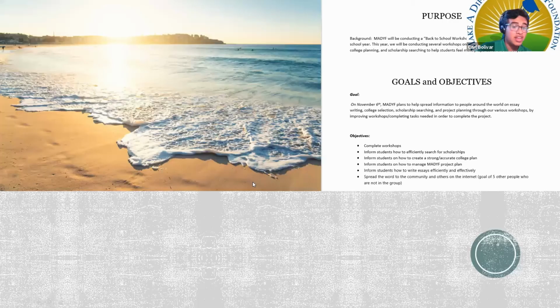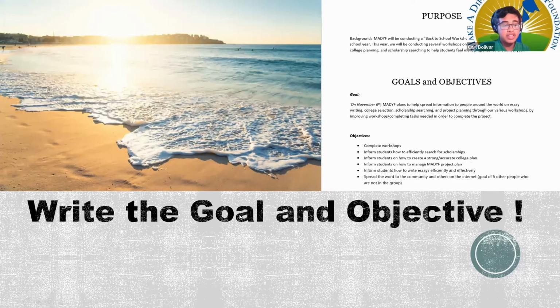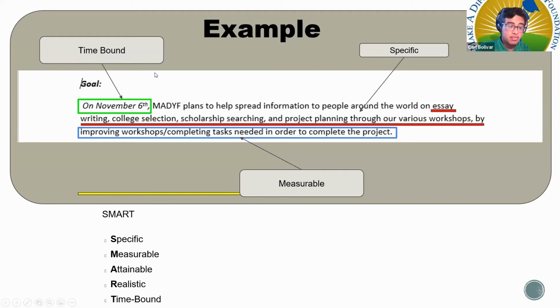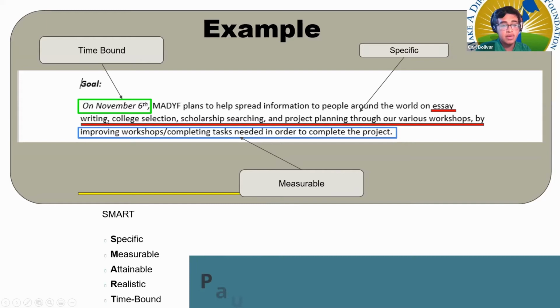So let's write the goals and objectives. Now you don't have to write the objectives yet because that'll be determined by your task. So let's just write the goals. All you need is a time bound. You'll need a specific part of it, and then you'll need to specify how measurable it is and how you're going to measure it.